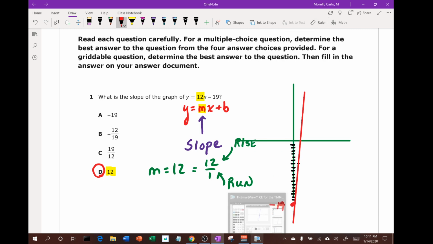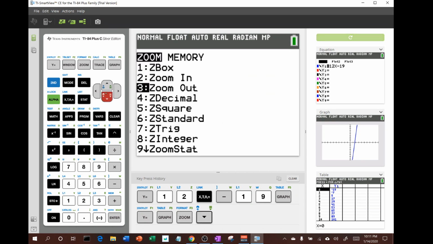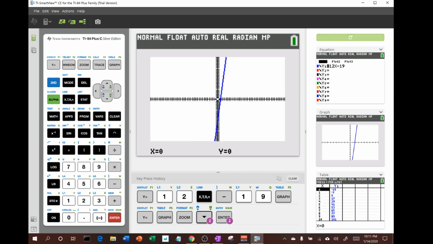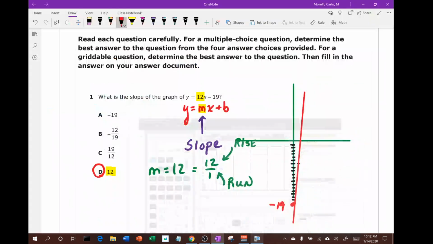If you wanted to confirm that, you could go to TI. And indeed, if we zoom out 1, we see that that graph does in fact look exactly that way. And looking at our table, we see that where x is 0, y is negative 19. So the y-intercept of the graph is indeed negative 19. So the slope is 12 and the y-intercept is negative 19.